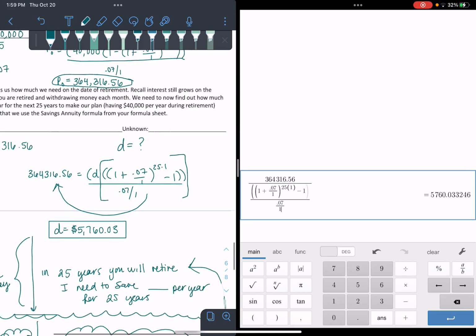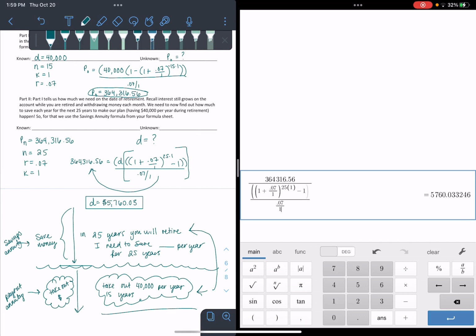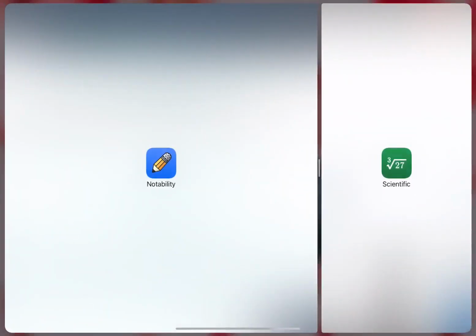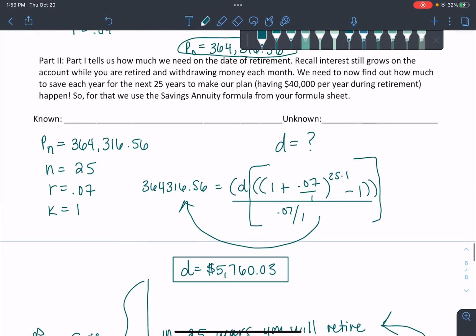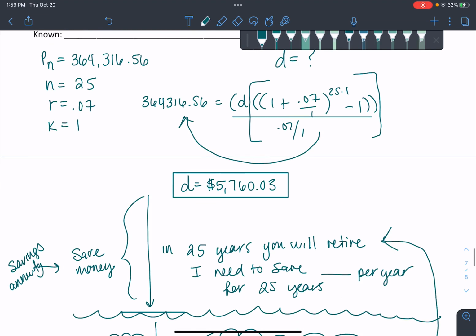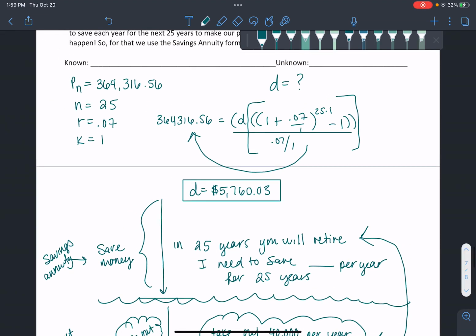Now, you might be asking yourself, why would you put it away once a year, right? And that is a great question. Many individuals do not put it away once a year. They put it away monthly, weekly, you get the point. So that is food for thought, but this is how you do this problem.